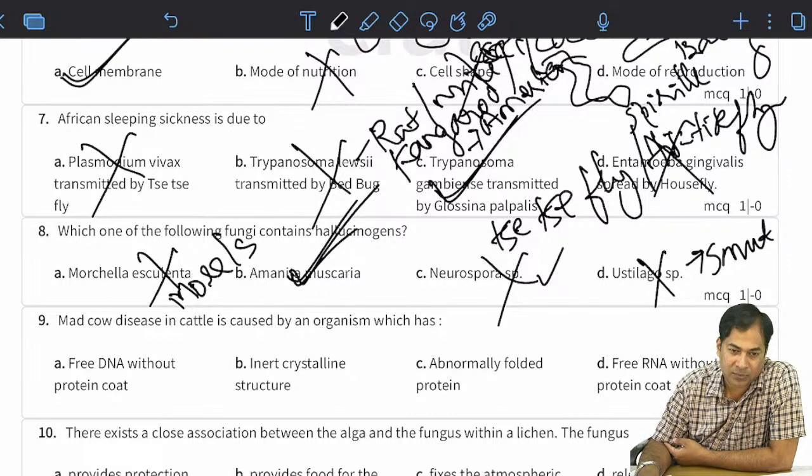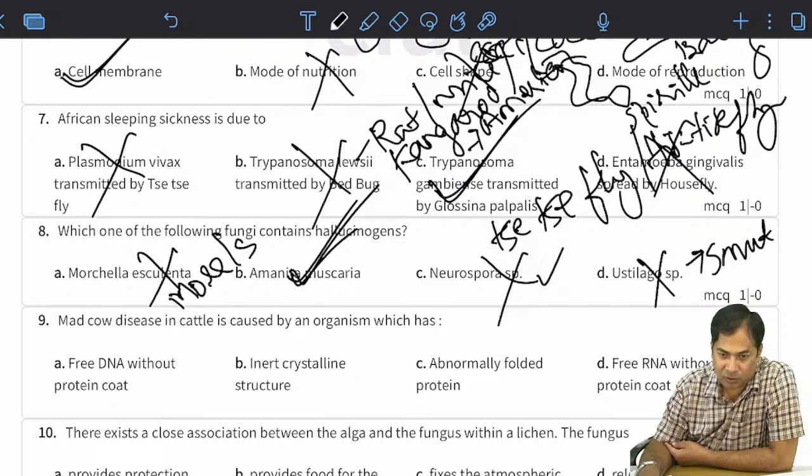Okay, so that is called mad cow disease in humans. In cattle, that's cow or buffalo, it is called CJD, Creutzfeldt-Jakob disease. Mad cow disease is caused because of what? It is caused because of prions. Prions cause this, that is infectious proteinaceous material.